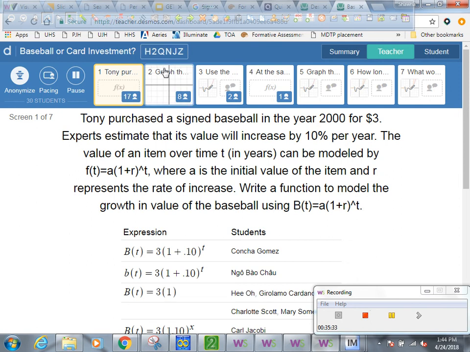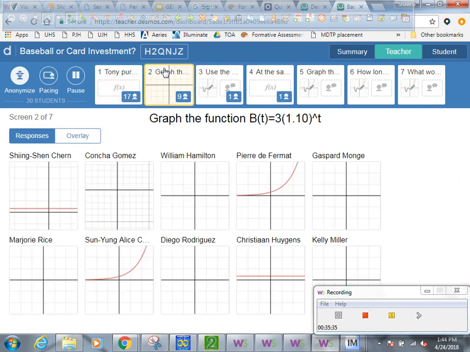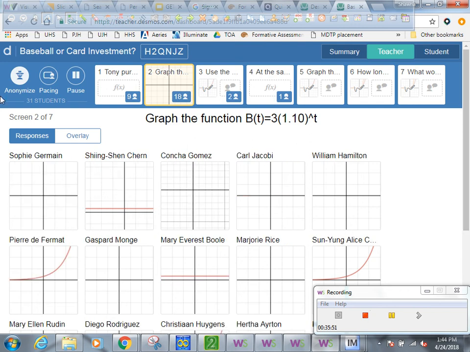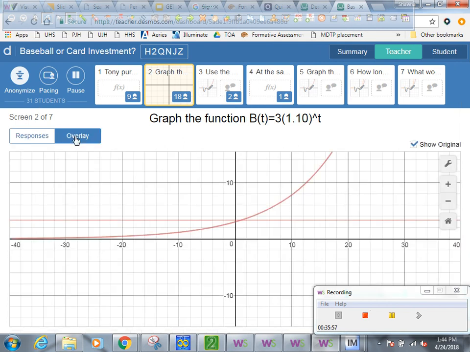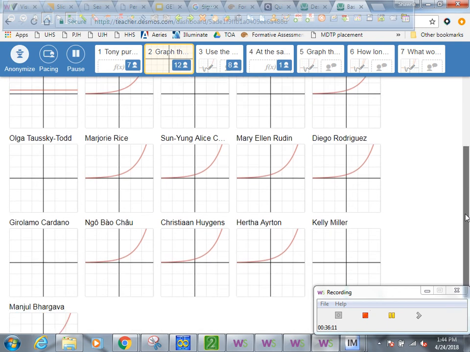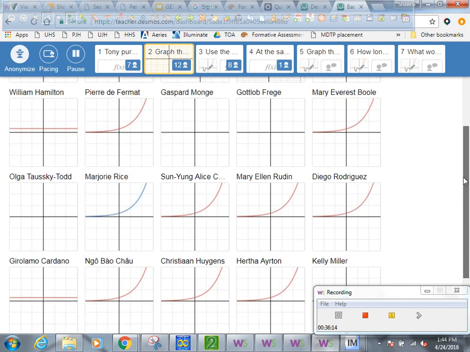All right, let's see how you guys are doing on the graph. You type it in, and it graphs it. You have to put f of t equals. If you put f of x, it better be to the x power. If you put f of t, then it's to the t power. I can overlay, and we can see how many of us are on the same page. Most of you have it correct.